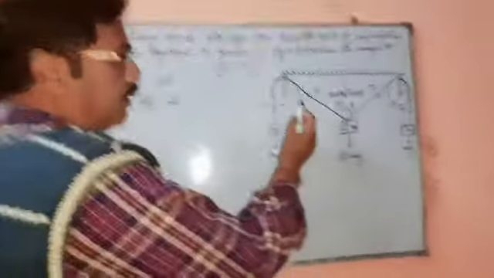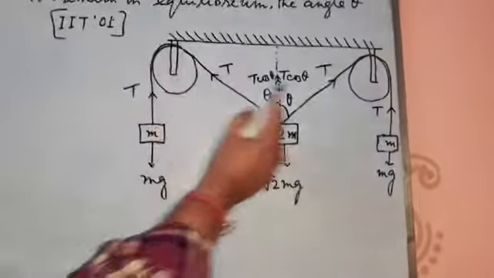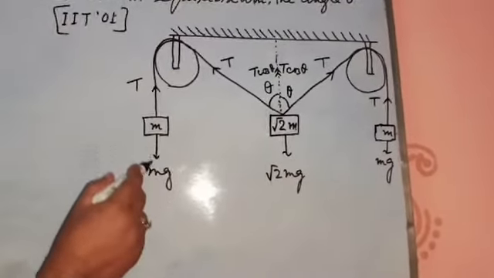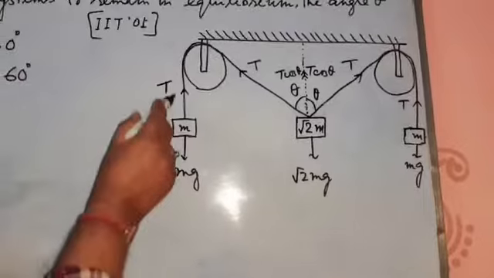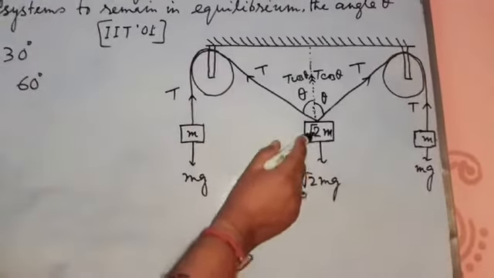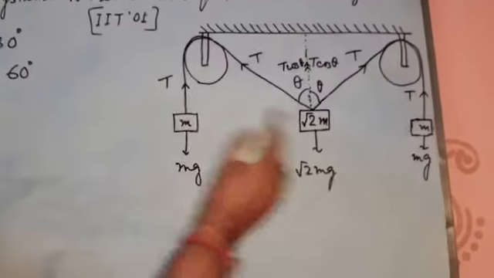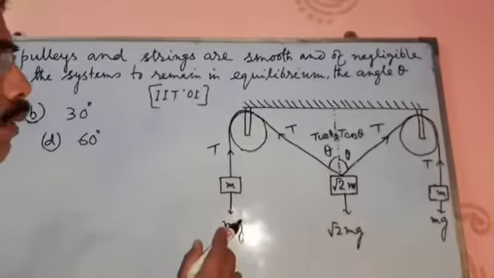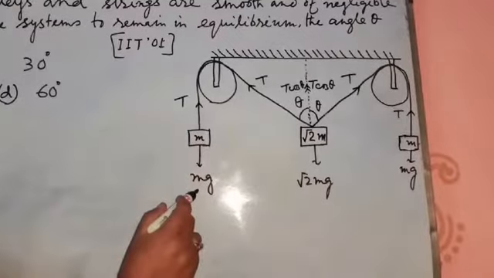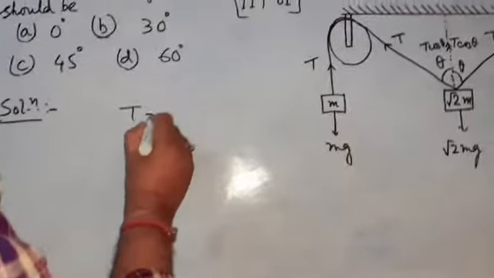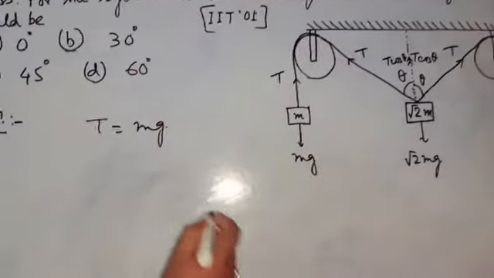Let the tension be T. Here the tension is T, here T, here T. So here M, the weight is mg acting downwards. Tension is here upwards. Here also its weight is root 2 mg. Now as the system is in equilibrium, the net force is equal to 0. That means T equal to mg. In this case we can write T equal to mg.